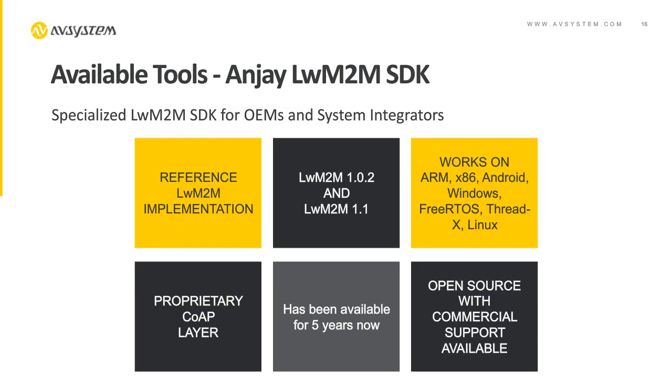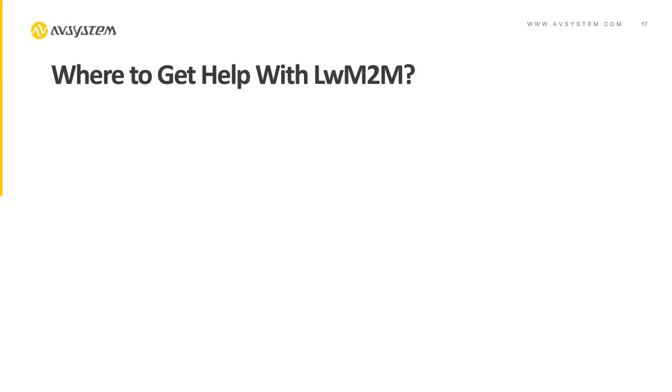There are a number of tools on the device client side for firmware development and for support, and I've just brought with me AVSystem Anjay, the Lightweight M2M SDK. It has both an open source version as well as a commercial version. It provides a reference implementation. It supports the latest Lightweight M2M release. It works across a multitude of operating systems. It's been around for 5 years now, so it's tested already. Where do you get help if you want to start today?